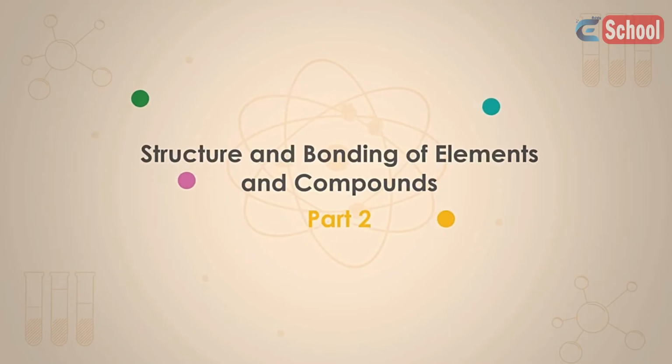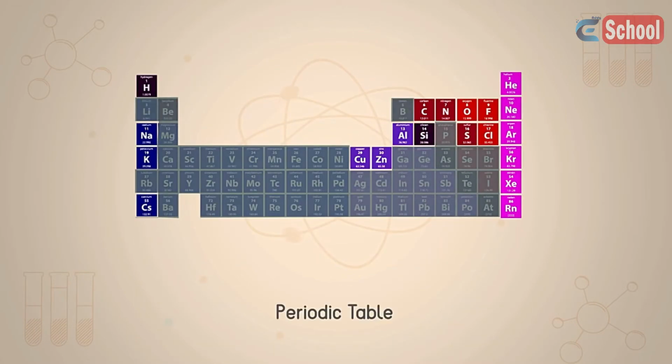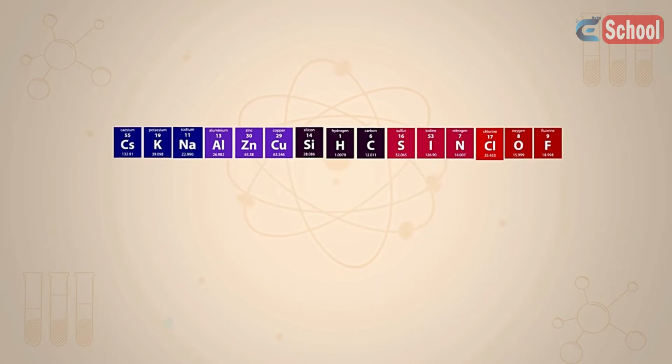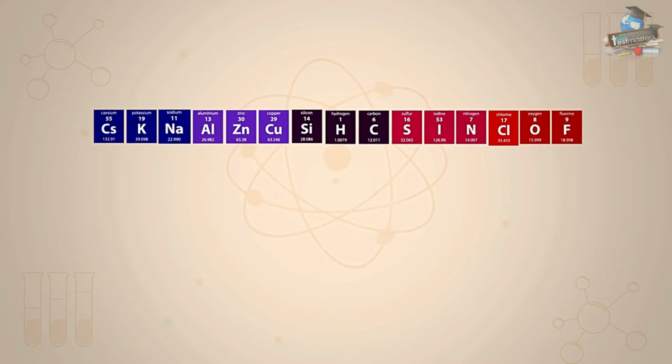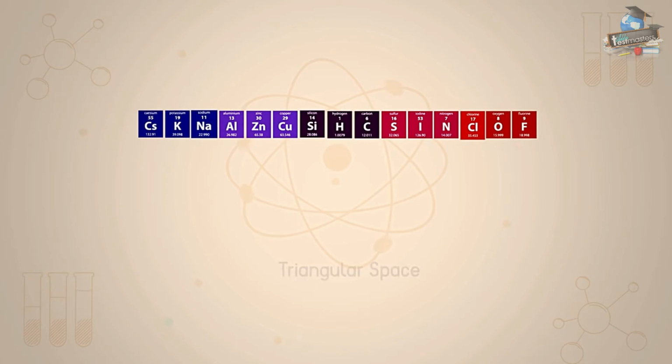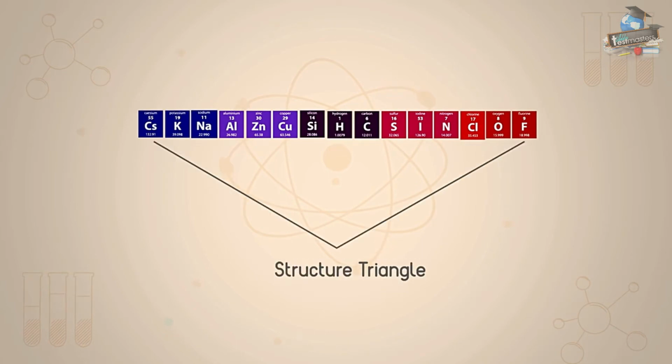Structure and bonding of elements and compounds, Part 2. In Part 1 of this video, we developed a triangular space with the elements arranged along the top from the most reactive metal cesium to the left and the most reactive non-metal fluorine to the right. All possible compounds formed by the elements will now fall into the triangular space, the structure triangle.